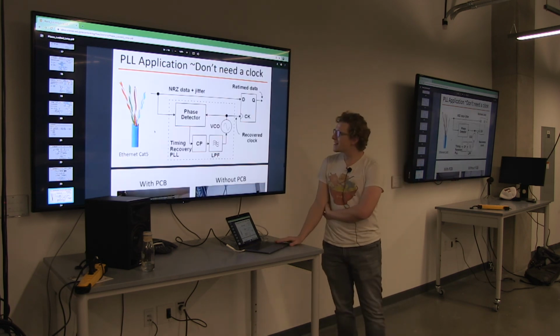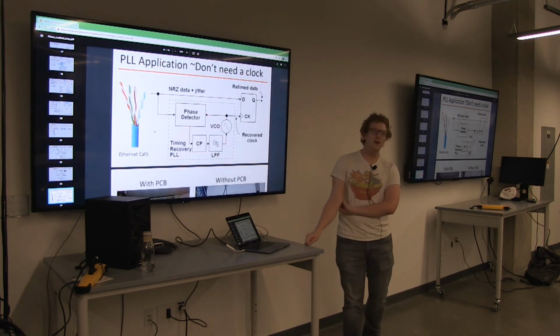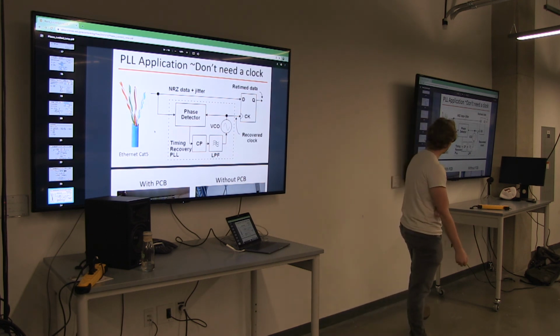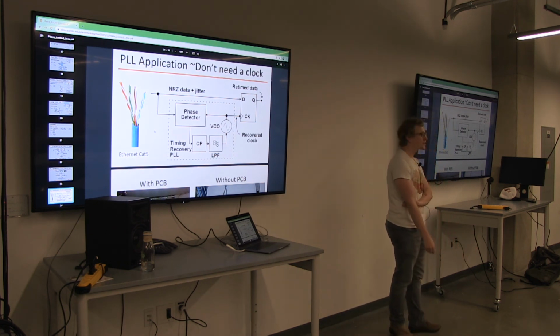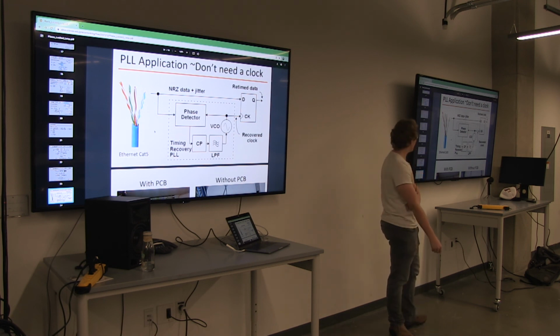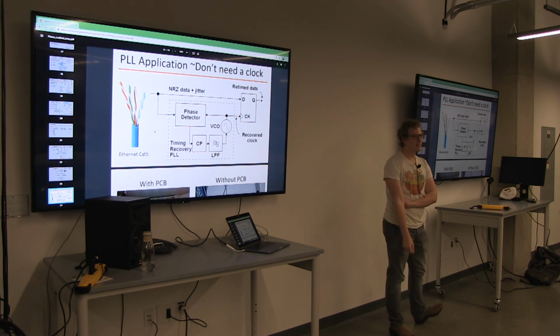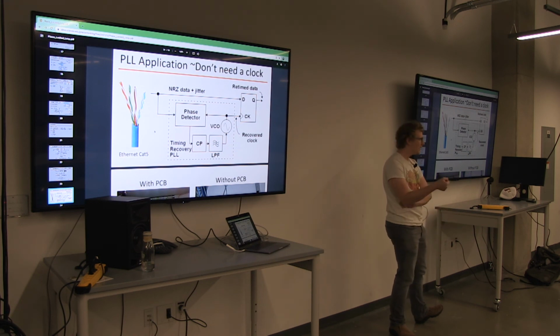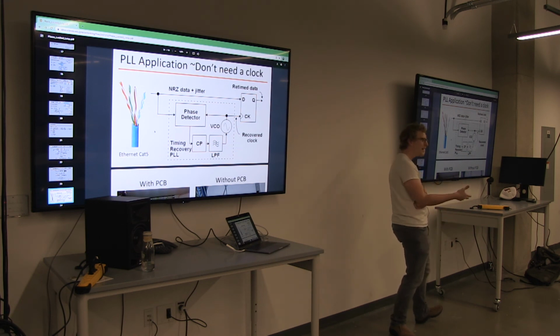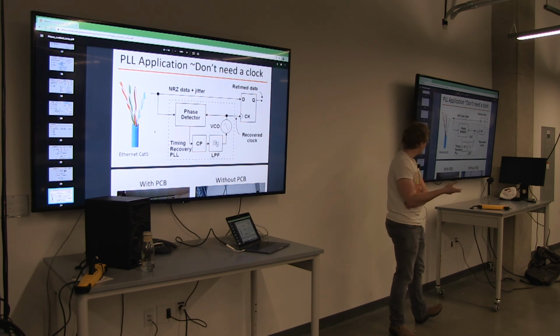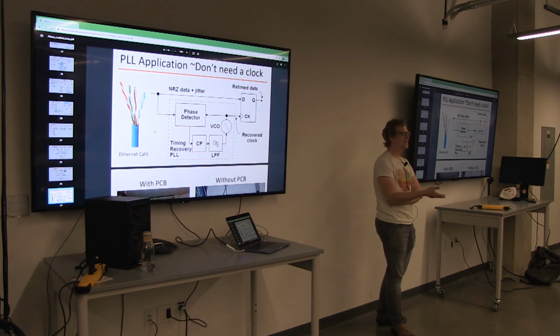And then the last application I want to talk about today is you don't even need a clock. So Ethernet, for instance, has these differential pairs, but these differential pairs don't come with ground, and Ethernet is digital data, ones and zeros. But you may have worked with UART, SPI, I2C, and all these standards come with a data line and a clock line. So Ethernet does not. You have to do something called clock recovery.